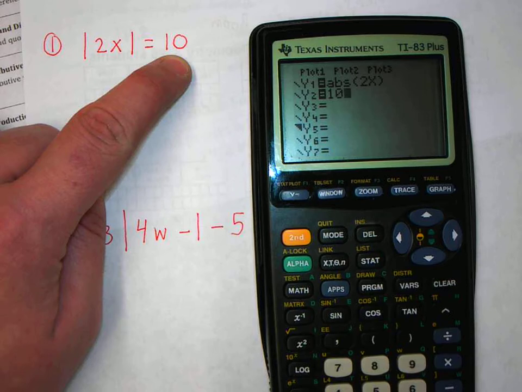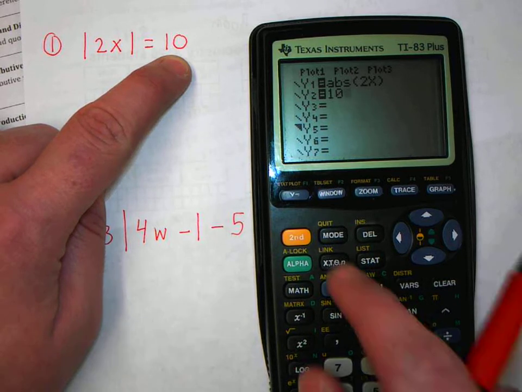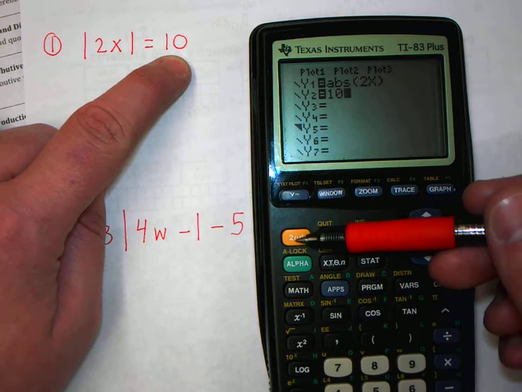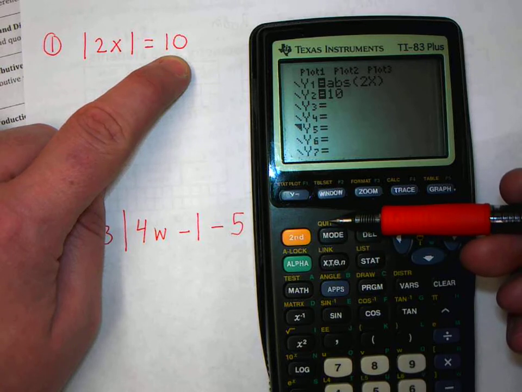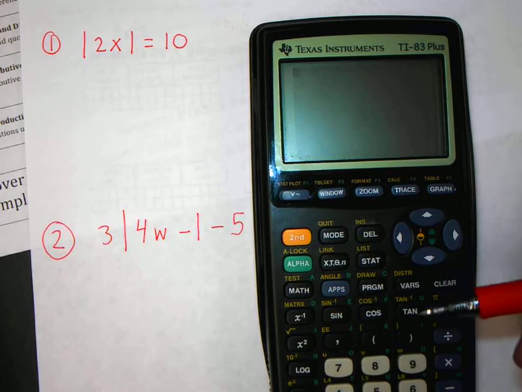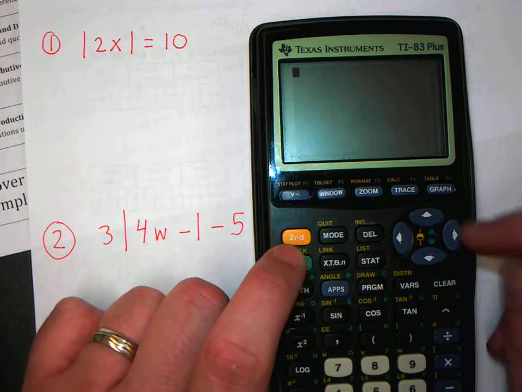Okay. Now I want to get out of the screen, so here's our quit button. We're going to do second, the quit button to get out of here. So second, quit. Now there's 2 ways you could do this. One, you could go to graph.